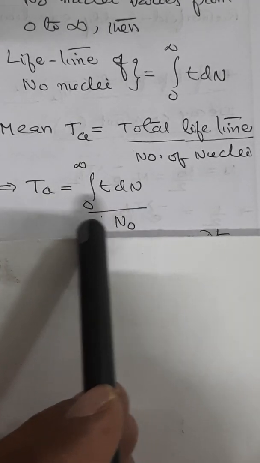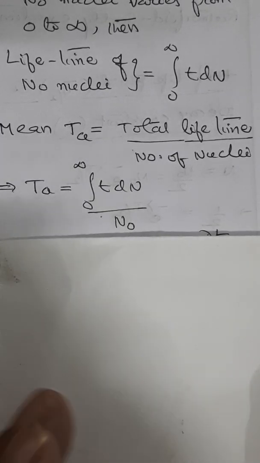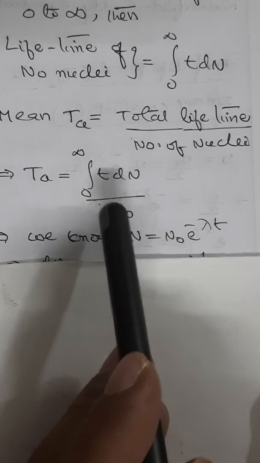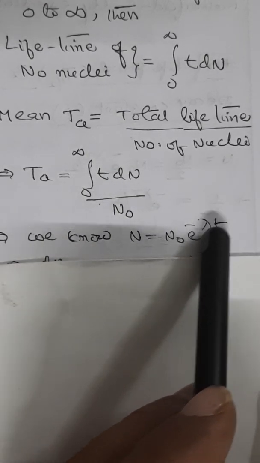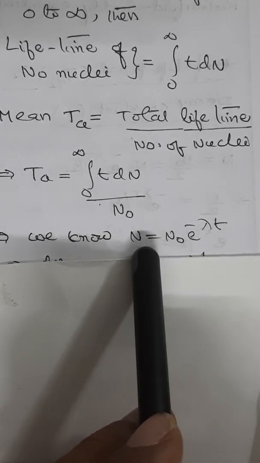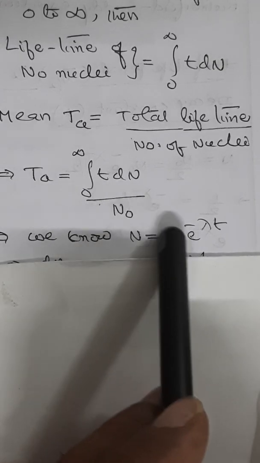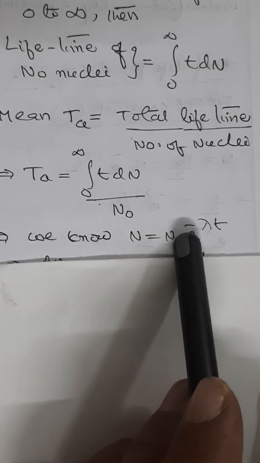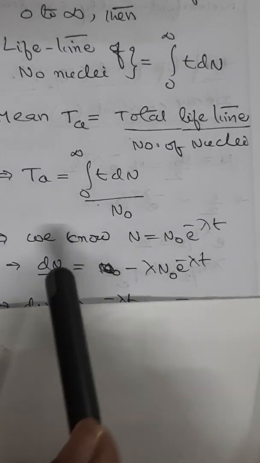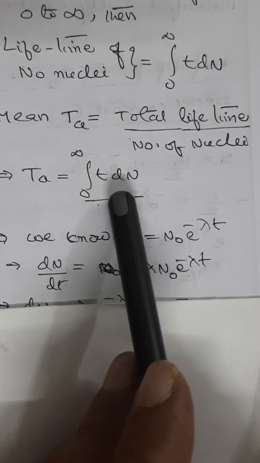Therefore, Ta will become integral 0 to infinity T dn divided by n naught. Now, we already know n is equal to n naught into e power minus lambda t. This is the expression we got from the Rutherford-Soddy equation. Now 1 by n naught we can calculate from this and substitute. Because we know the equation n equal to n naught into e power minus lambda t, we can calculate this by differentiating.